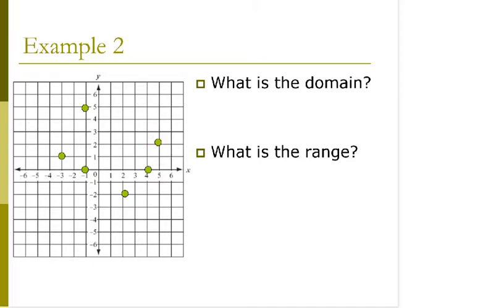So again, just to make sure we understand, this point has negative 3 as a part of its domain. This point has negative 1 as a part of its domain. Similarly, if we were to continue, we could see clearly that 2, 4, and 5 are also x values that have some relation to the points that are expressed.